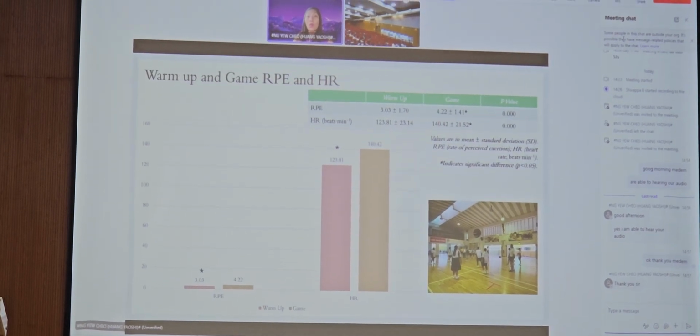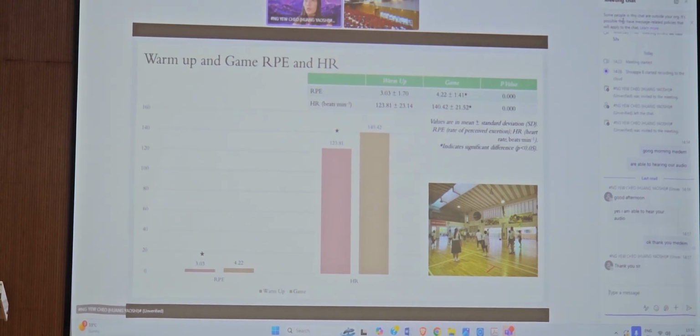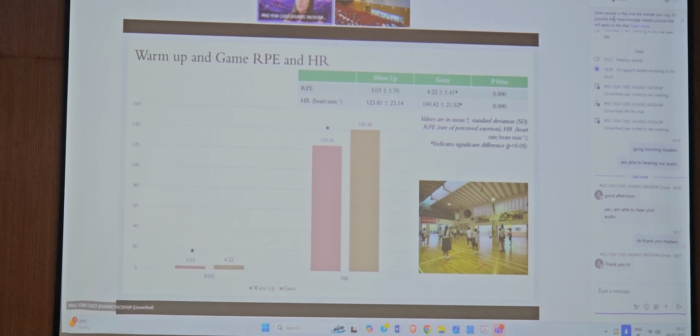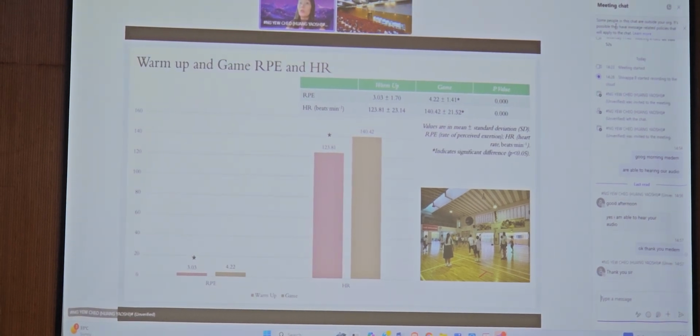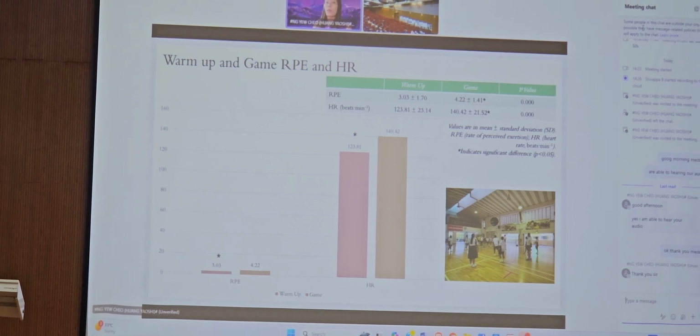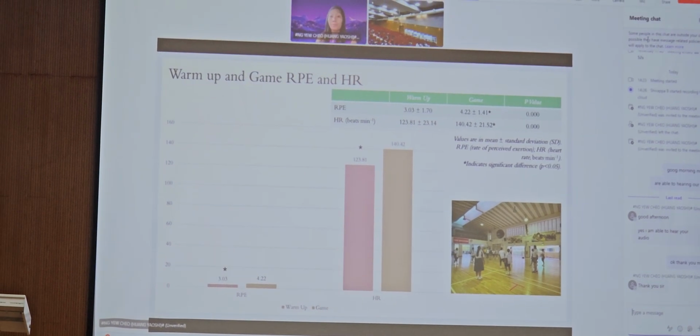So we also can see their warm-up and game RPE and heart rate. There was also a significant difference in heart rate. Their warm-up was about RPE 3, which was good because we asked them to keep their RPE between 1 to 3, and their heart rate is about 123 beats for warm-up, and their game is about 140 beats during the game.